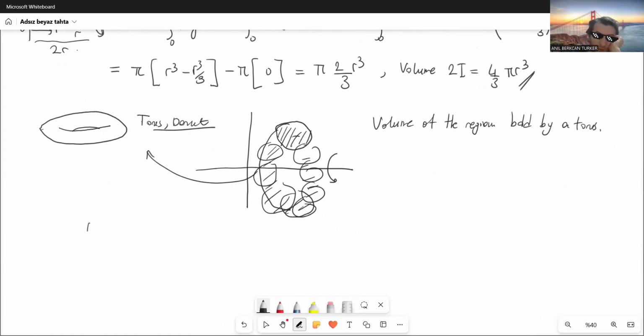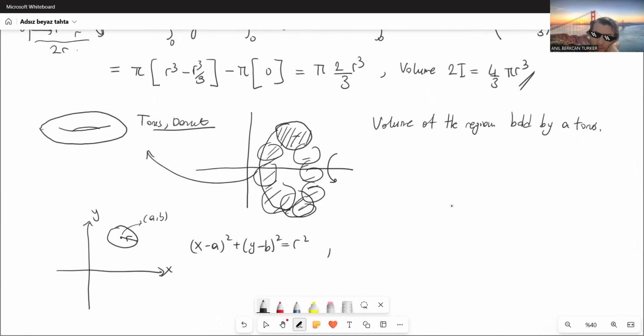So take a circle, okay, at the center (a, b) with radius r. Take little r. So this is again the y axis and x axis. What's the definition of this circle? This is x minus a squared plus y minus b squared equals r squared.